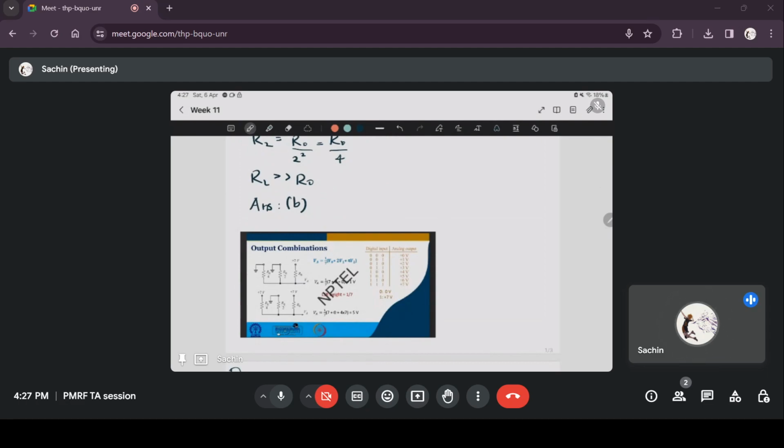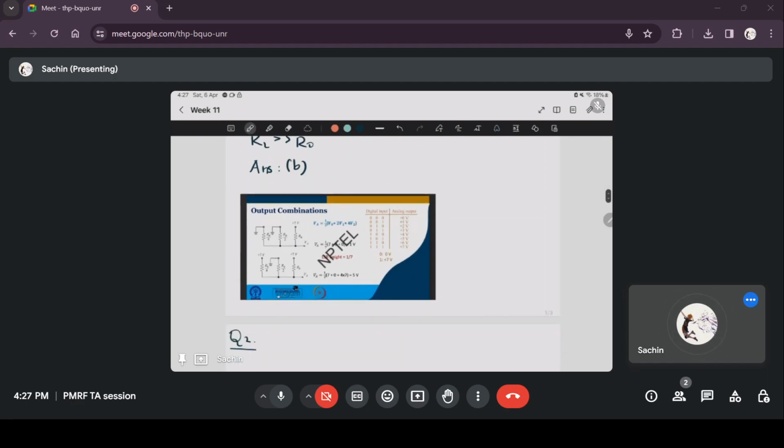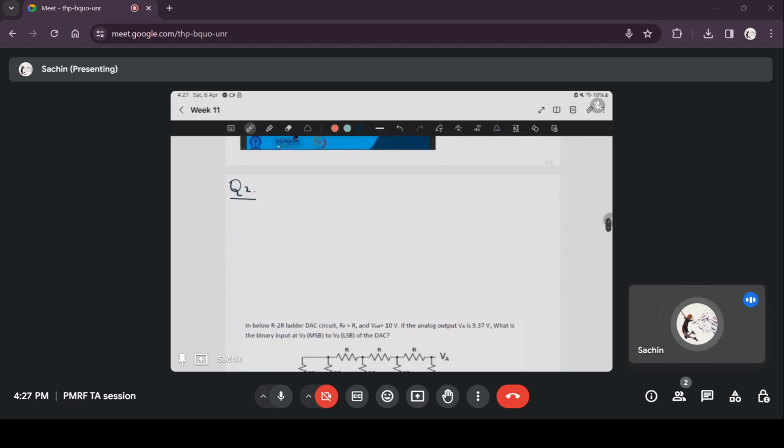If you have more bits, then you'll have R0 by 8, R0 by 16, etc. So that's the reference for solving the first question.